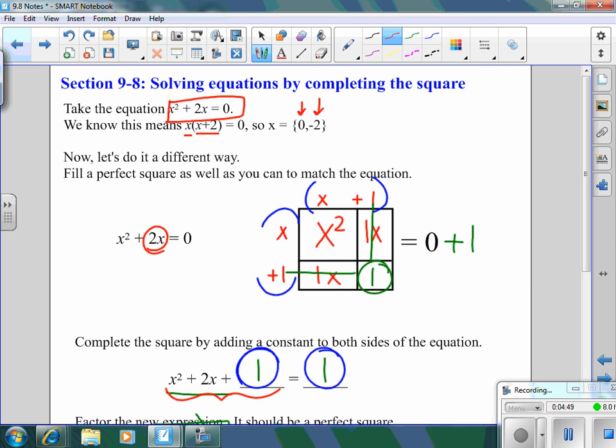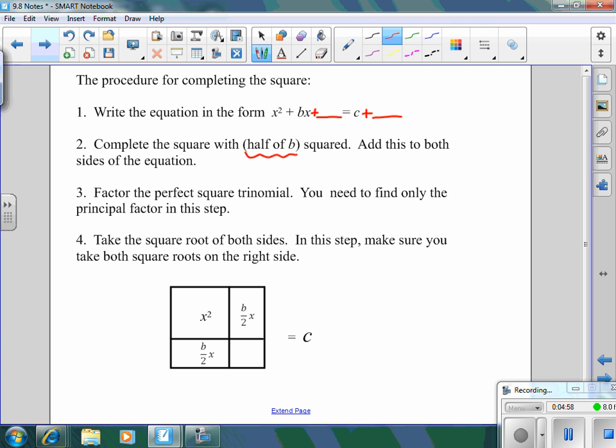If you look back here, this is not a coincidence that if you cut 2 in half, you get 1, which is what goes in the square. That will happen every single time. That's what we add to both sides of the equation. So we take b, we cut it in half, and then we square it. That's what goes here and here.